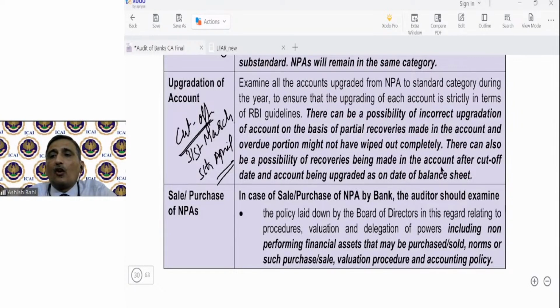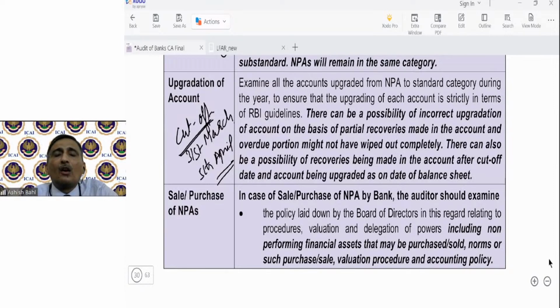And what is the duty of the auditor in case of sale and purchase of NPAs? Say there is a system these days. There are asset reconstruction companies. There are special vehicles by which a bank can sell its NPAs. Say there are NPAs in banks, and the bank wants to sell its non-performing assets. So it can sell those NPAs to another company specializing in it, or to some other bank.